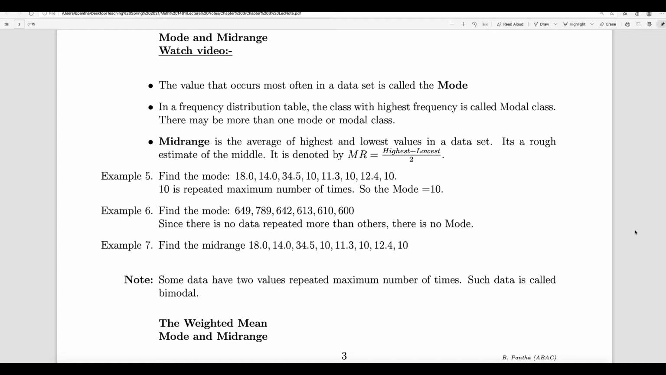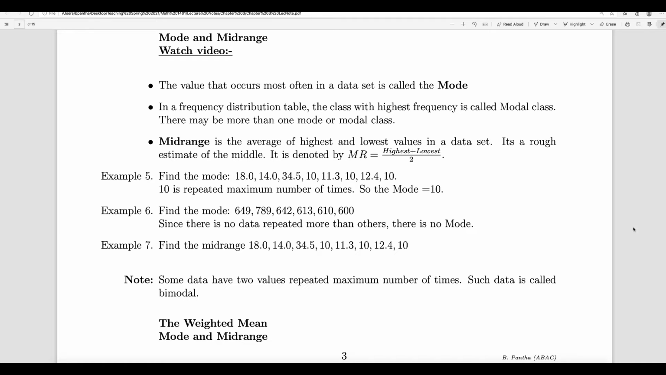Hi, in the last video we discussed how to find the average or the mean of raw data and grouped data, and also how to find the median, which is the value in the middle of the whole data set after sorting in increasing or decreasing order. There are two cases. If the number of data points is odd, then the value exactly in the middle is the median. If the number of data points is even, then there will be two values in the middle, so you need to find the average of those two values. That's what we discussed last time.